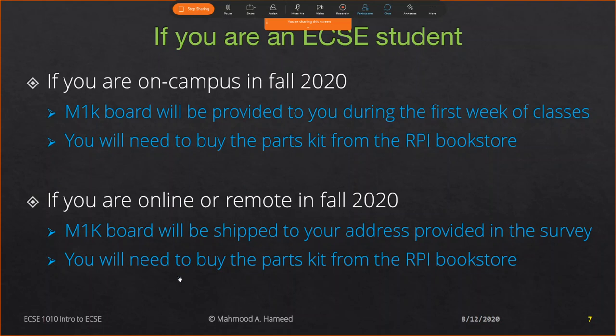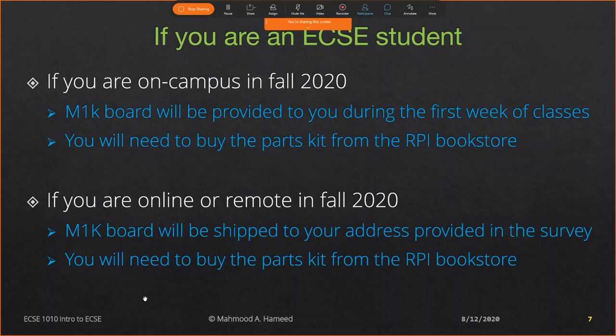Now, what about ECSE students who are online, which means they are at home? They are going for remote learning in the fall semester. If that is the case, then we need your address. I need a street address from you, which is why I asked that question on the survey, so that I can ship you the M1K board. So the shipping of the M1K board is free, and is going to apply only for ECSE students who are online or remote in the fall 2020 semester.